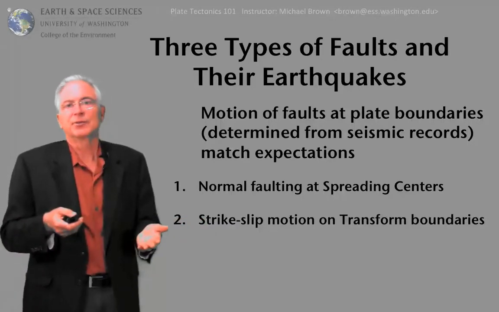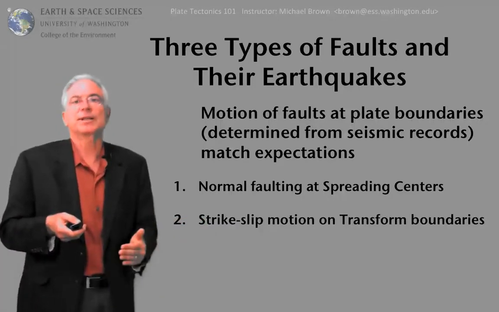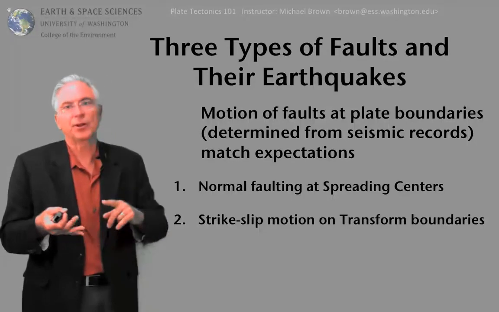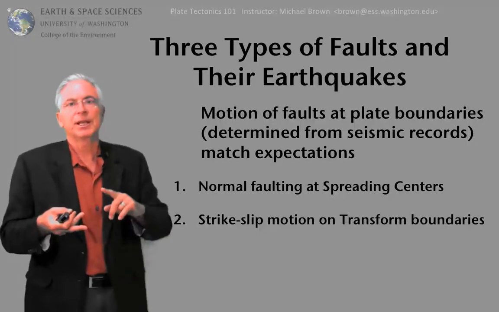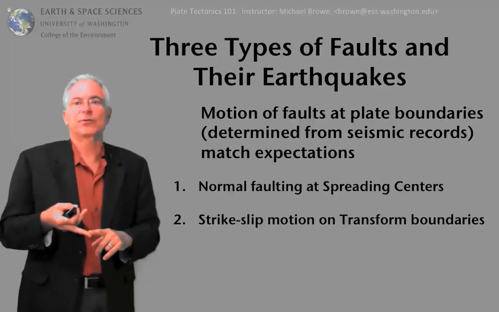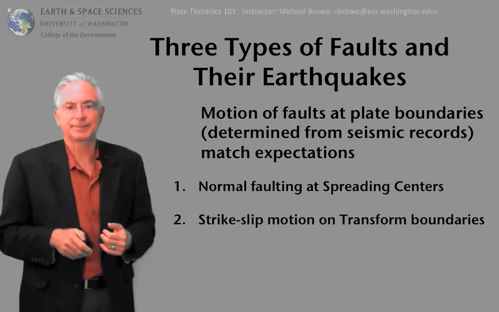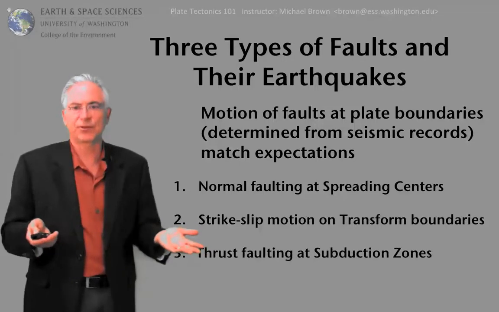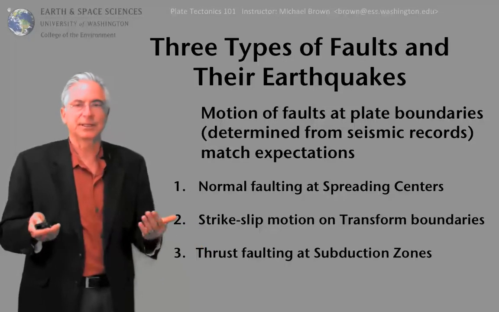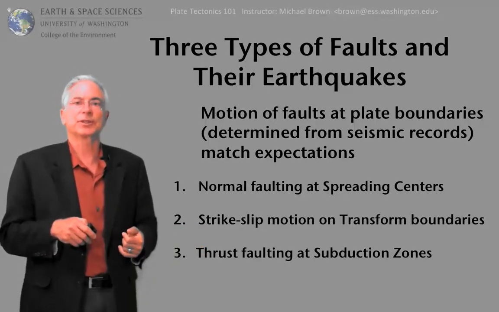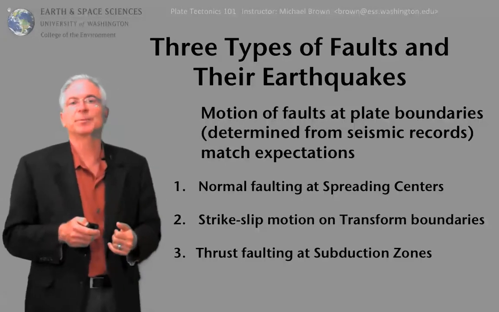The strike-slip earthquakes occur at transform boundaries like the San Andreas Fault, the Anatolia Fault, and all those offset transform boundaries of offsetting segments of seafloor spreading. Finally, thrust faulting is the kind of faulting that dominates in subduction zones, where there's convergence of the plates.